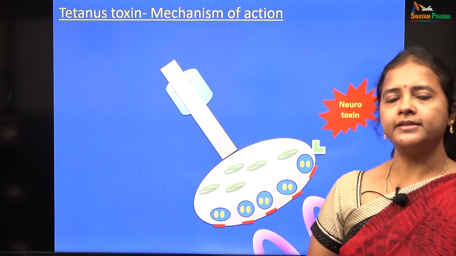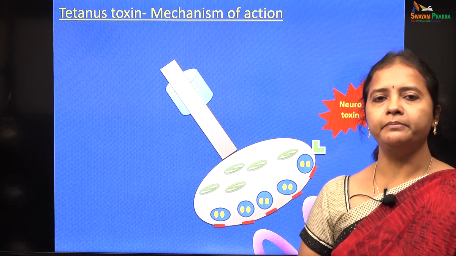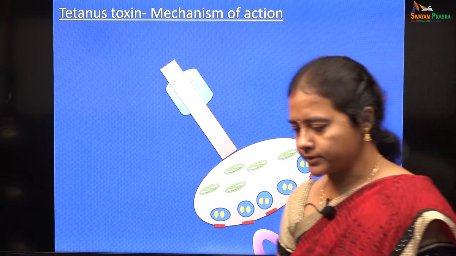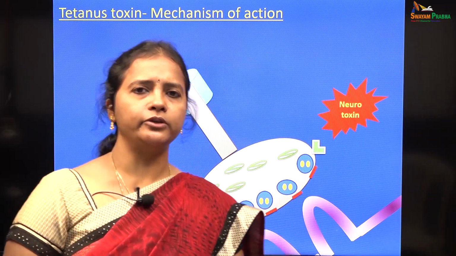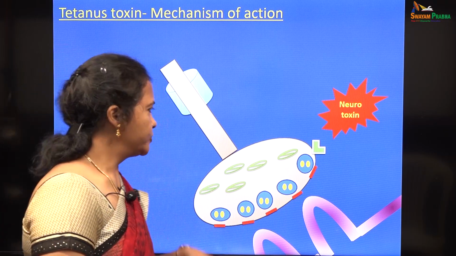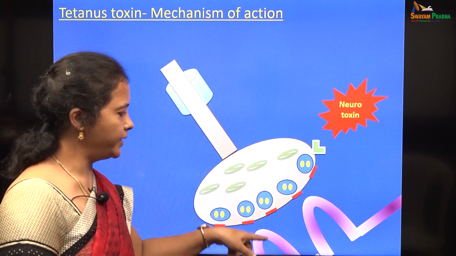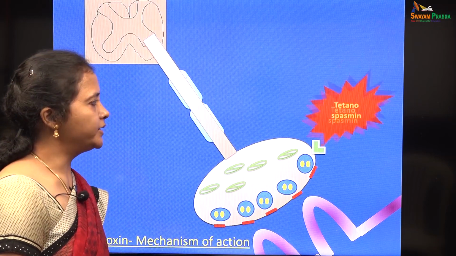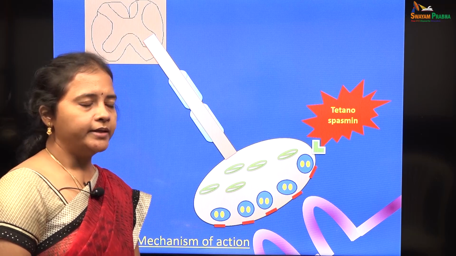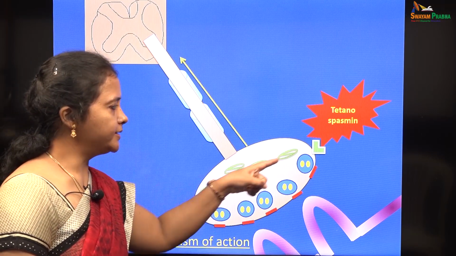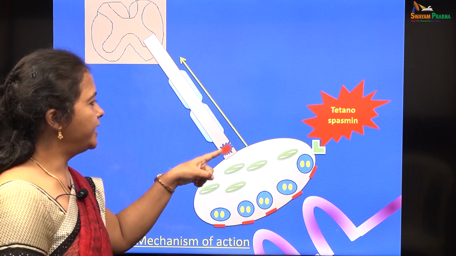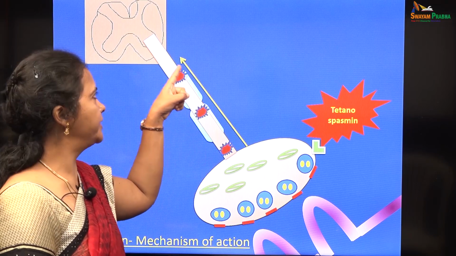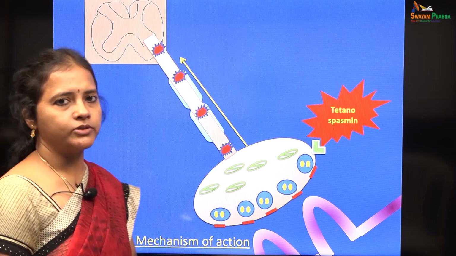Tetanus toxin. Tetanus toxin is again synthesized by a bacterium called Clostridium tetani, and this is also a type of neurotoxin. The name of the neurotoxin is tetanospasmin. So, this is again the presynaptic nerve terminal and the postjunctional fold. This tetanospasmin binds to the presynaptic nerve terminal, enters into it, and ascends via the axon in a retrograde transport manner, and it reaches the anterior horn cells of the spinal cord.